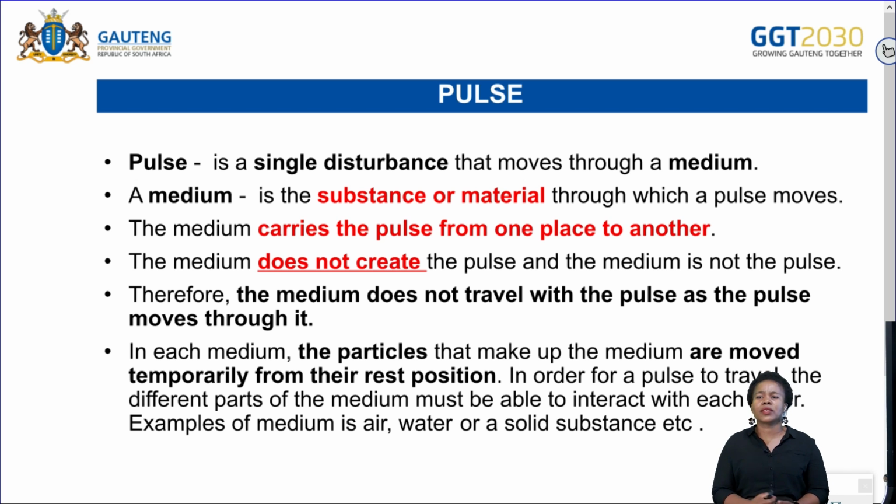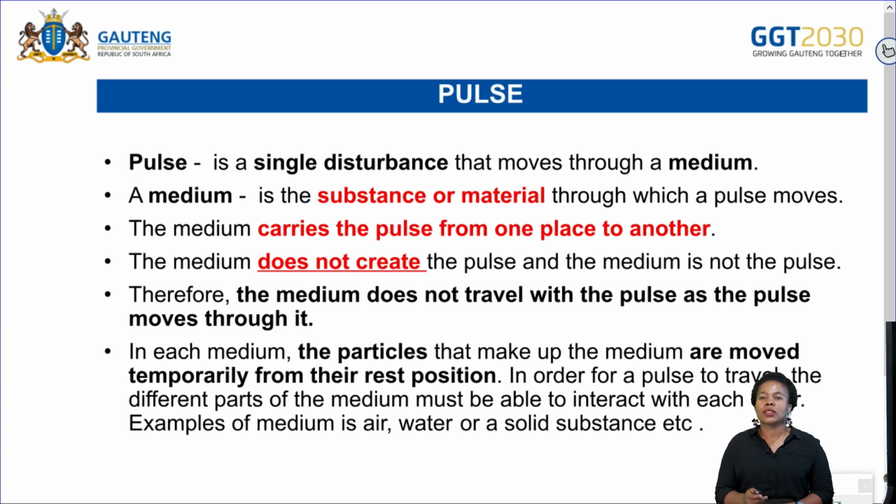Okay? So that is why we say, in order for a pulse to travel, the different parts of the medium must be able to interact with each other. And when we say the medium, what are the examples? Air. So air can serve as a medium, water, solid substance. So in all the phases, whether it's a gaseous phase, a liquid phase, or a solid phase, all those substances could be a medium, meaning they are able to what? To allow the pulse to move through it.